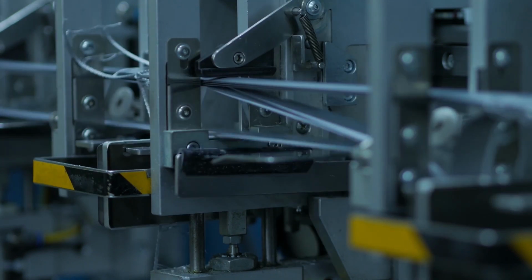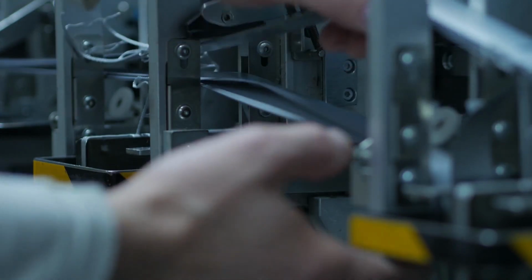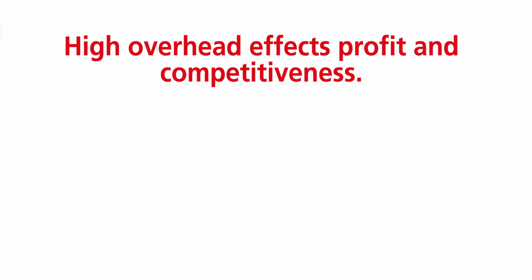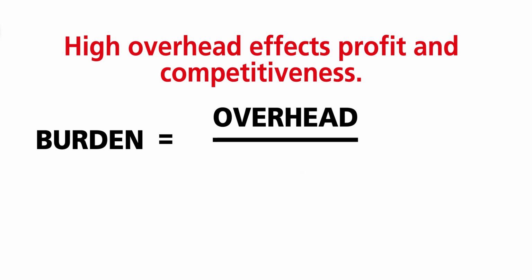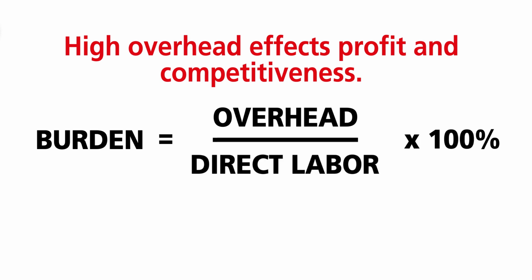Manufacturing managers have a battle to reduce overhead costs. The reason's obvious. High manufacturing overhead has a dramatic effect on profit and competitiveness. Average burden rates, this is the ratio of overhead cost to direct labor costs, are 150% to 250%, with some plants' burden rates as high as 1,000%.